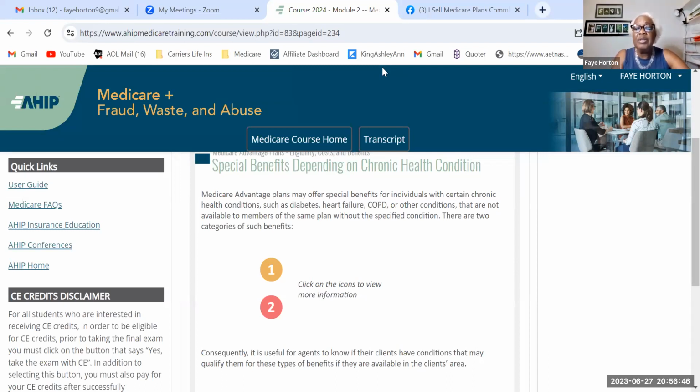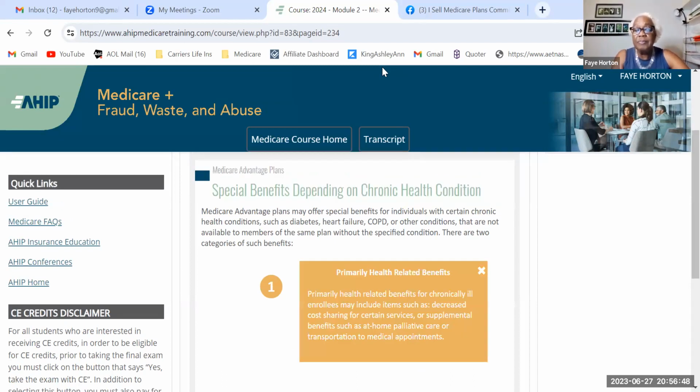There are 2 categories of such benefits. One is primarily health-related benefits, and those would be the chronically ill ones. Enrollees may include such items as decreased cost sharing for certain services, or supplemental benefits such as at-home palliative care or transportation to medical appointments.